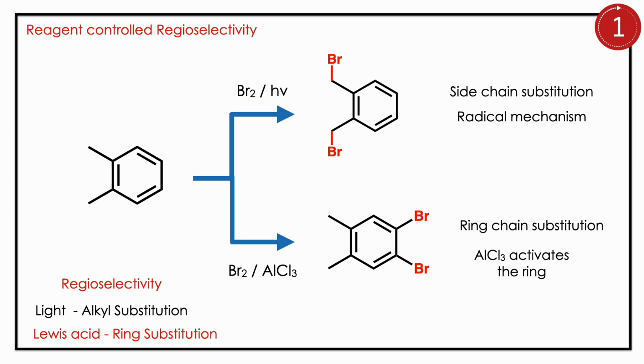On the contrary, bromine attacks the ring in the presence of a Lewis acid. Because the Lewis acid activates the benzene ring, substitution happens at the benzene ring. So two different reagents, two different products, typical reagent control regioselectivity.